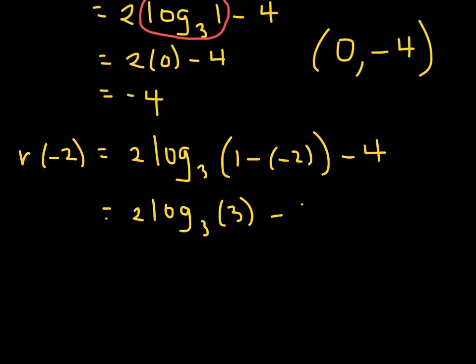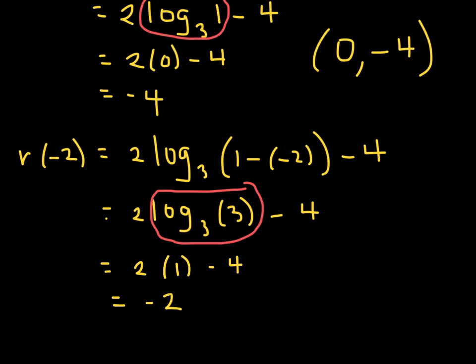And then minus 4. Now this notation here means the exponent to which you raise 3 to get 3. See, now I can actually do this without a calculator and I get an exact value. What's the exponent to which you raise 3 to get 3? Oh, that's just the number 1. So then this is 2 times 1 minus 4, which turns out to be negative 2. So the ordered pair here is negative 2, comma, negative 2.